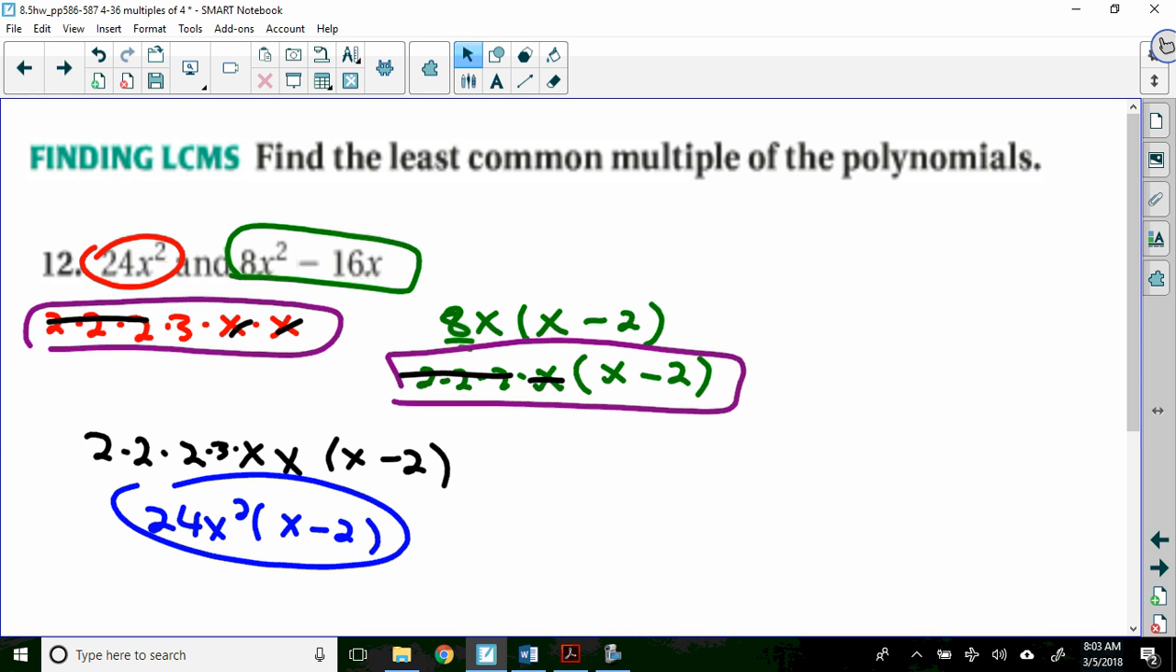The LCM is going to at least be as big as the biggest expression you're looking at. The LCM of 40 and 100 is going to at least be as big as 100.